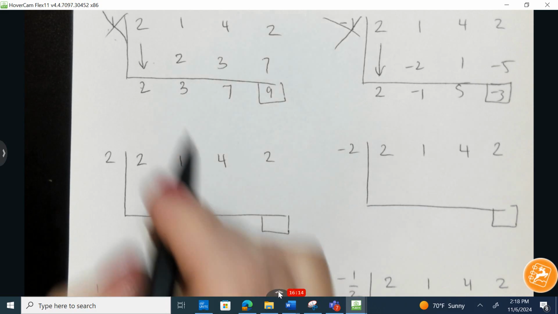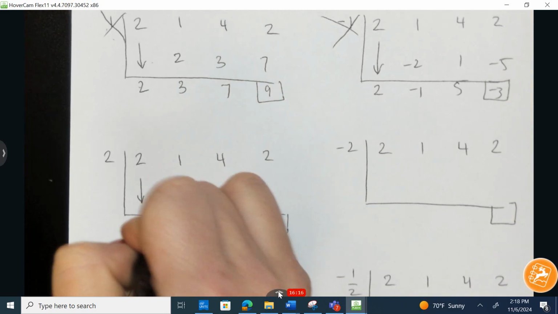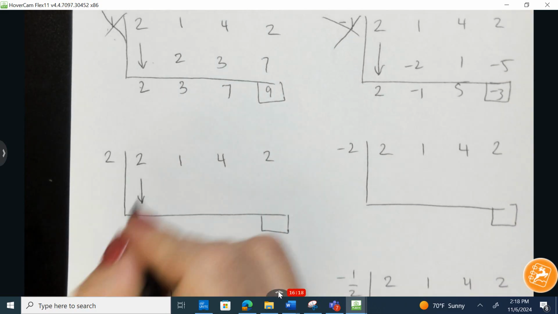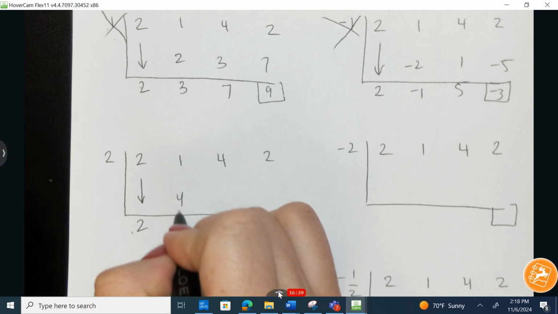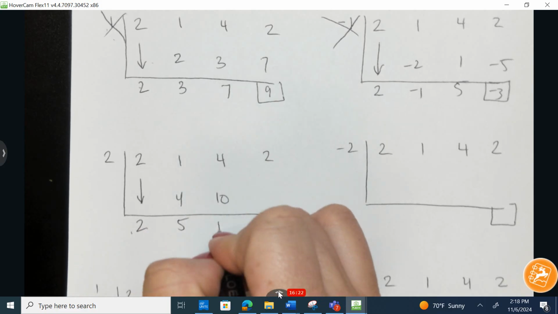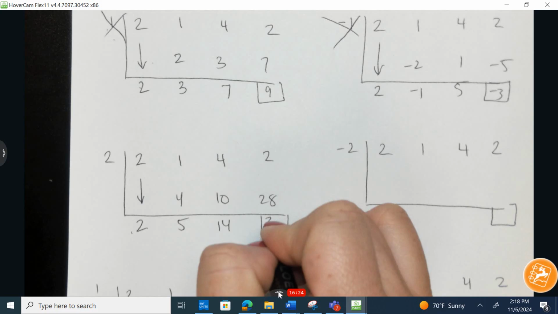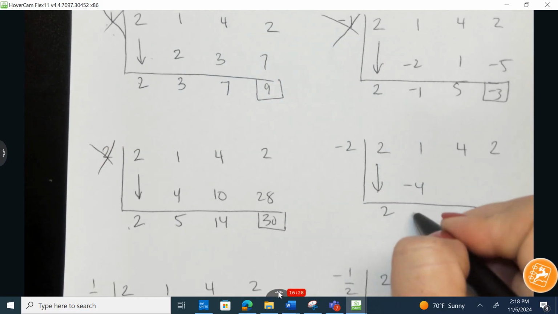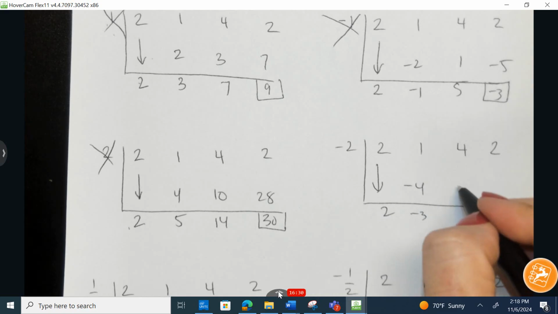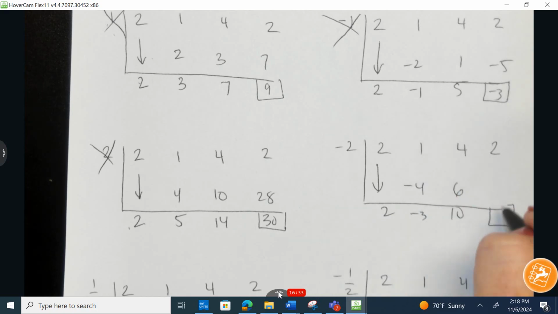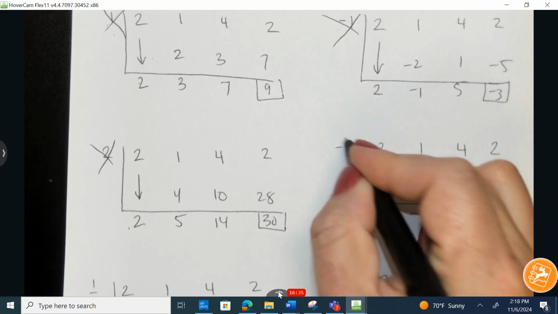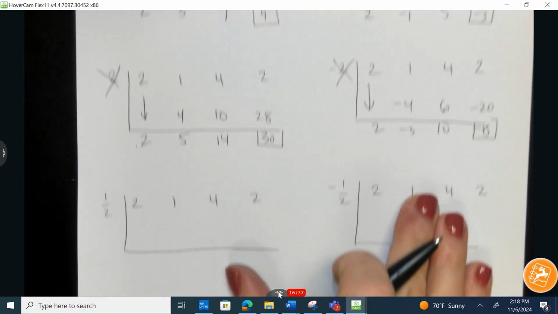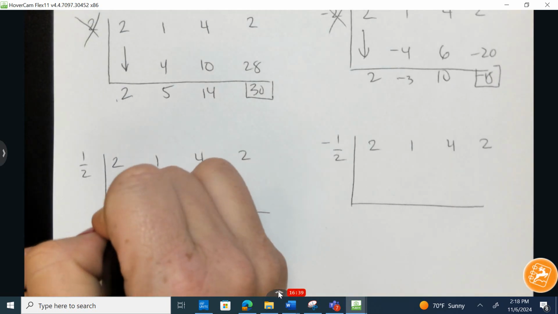Okay, well, let's hope that 2 works. I do not care to work with fractions if I have a choice here. Multiply to get 4, add down. Multiply to 10, add down. Multiply to 28, and it also does not work. Let's try negative 2. Multiply and add down. Multiply to get 6 and add down. This isn't looking good. All right, remember, we need to achieve an answer of 0. It's going to work. Okay, let's try 1/2.